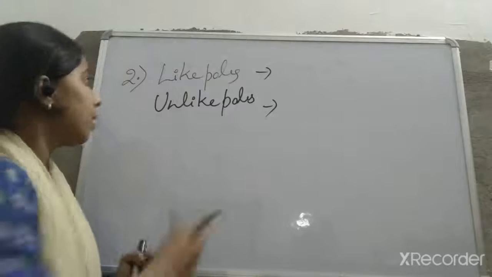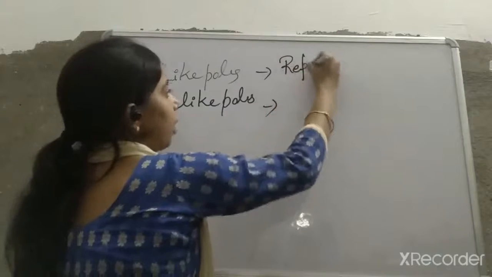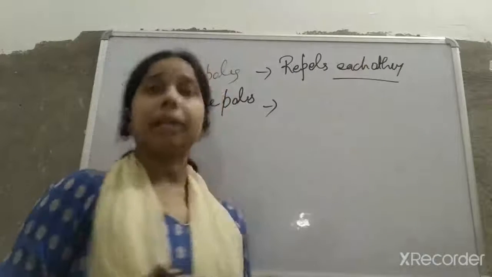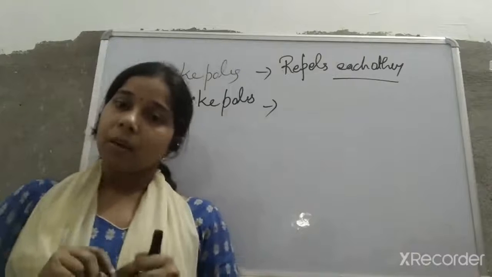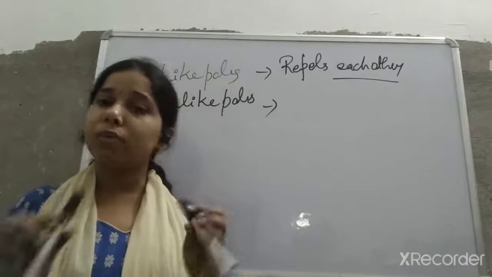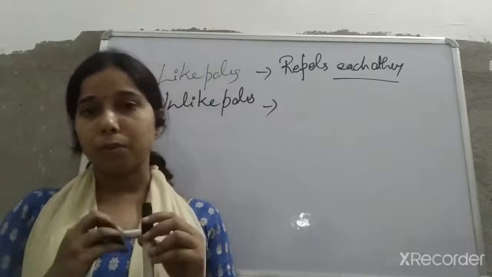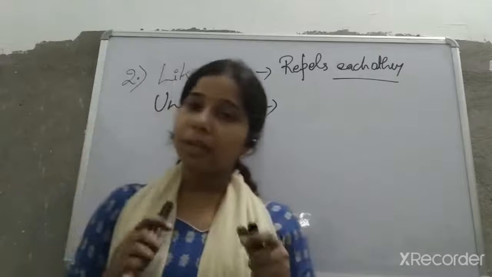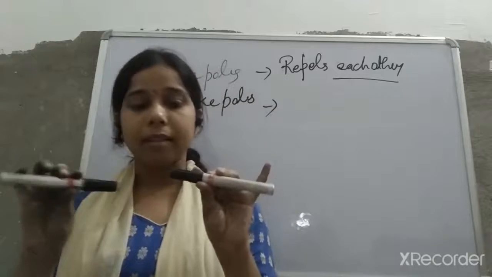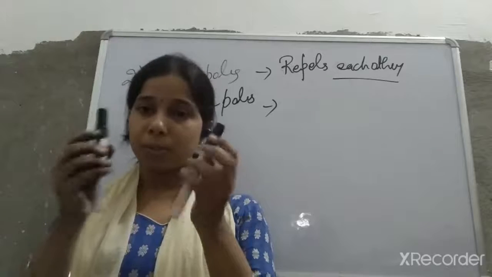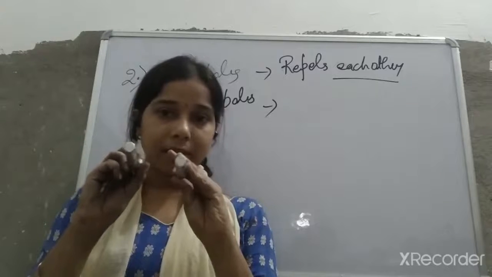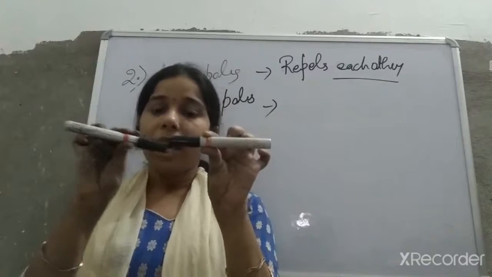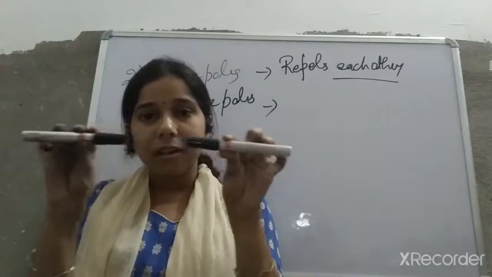Now you see, students, like poles repel each other. This one we have to understand. If you see in the book, an activity is given. What is the activity about? When you take two magnets and you know this is the north pole and this is the south pole, the black one is the north pole and the base is the south pole. When you start bringing the north poles closer to each other, they will not attract, they will start repelling each other.